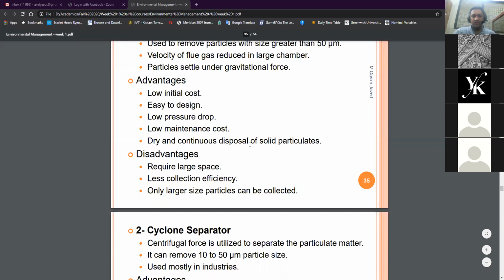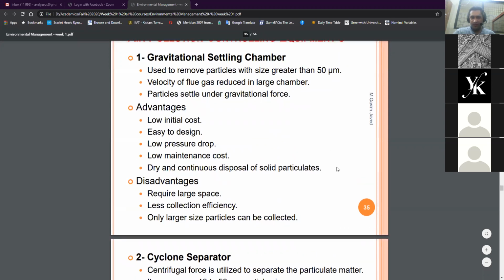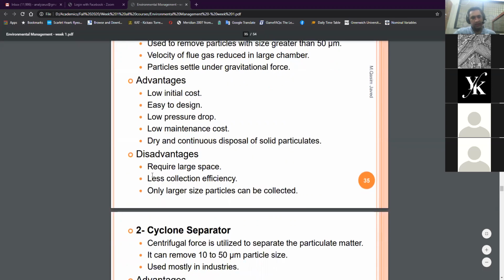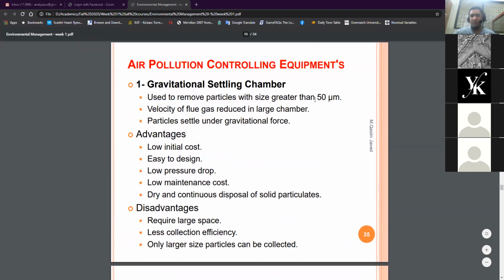The disadvantages of this, I will be sharing some videos of these techniques also, so hopefully you will get a better picture there. The disadvantage of this is it requires large space. Secondly, less collection efficiency. Thirdly, only larger particles can be collected because 50 micron is a very big particle. It's not as small as we would want it to be. Most gases or toxic elements are very small, they're smaller than 1 micron.